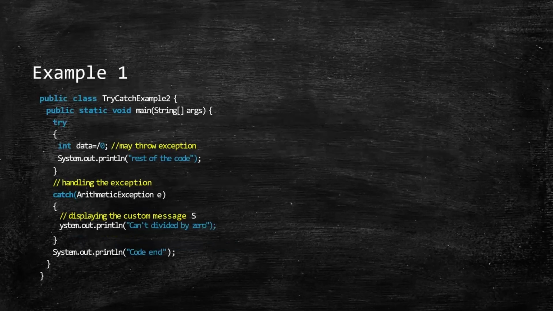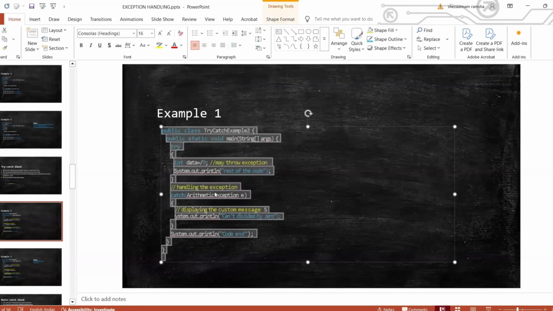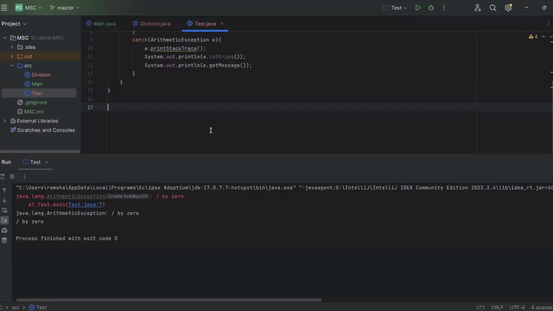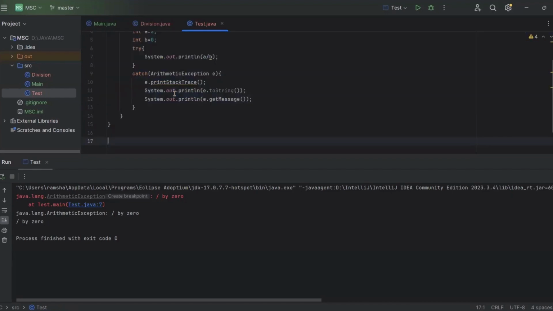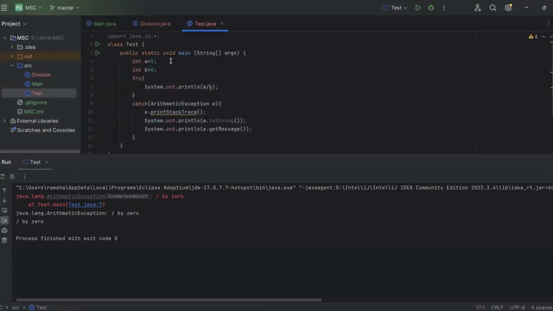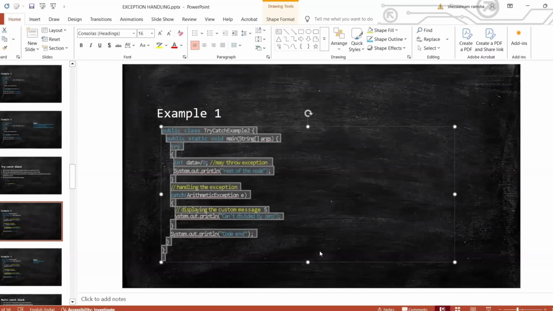So this is the first example. Here we have a simple exception, again an ArithmeticException, where we are trying to divide a number by 0. We wrote this in a try block, and then we handle it by writing the exception name, ArithmeticException, with the object name, and then the catch statement which says can't divide by 0, and code ends. So let us see what happens. Usually when you have an exception, the exception disrupts the flow of the code and does not continue with the further statements. But here we'll see what happens.